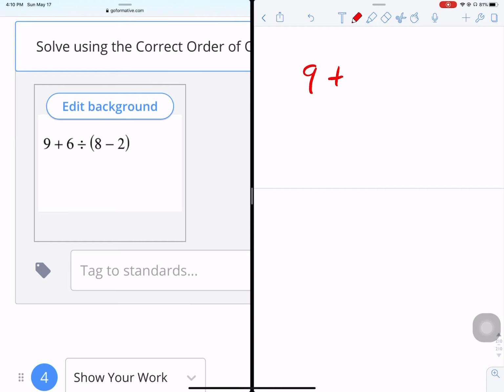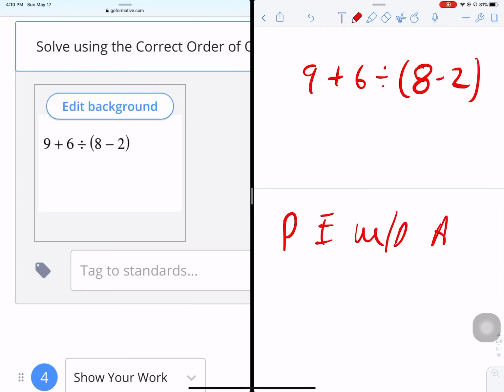9 plus 6 divided by (8 take away 2). So if you remember parentheses, exponents, multiply, divide, add, subtract. The key here is the parentheses are first, so we're going to do that first. 8 minus 2 is 6. And then we need to rewrite it. And that's the step that kids don't want to do. They don't want to rewrite it.